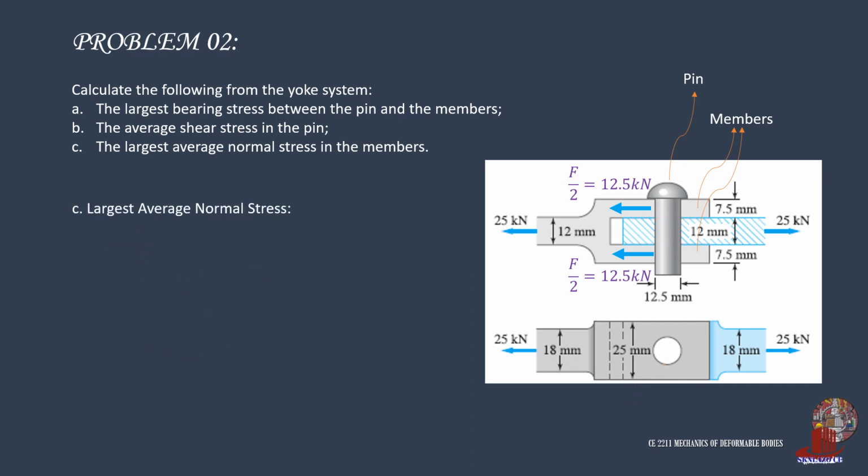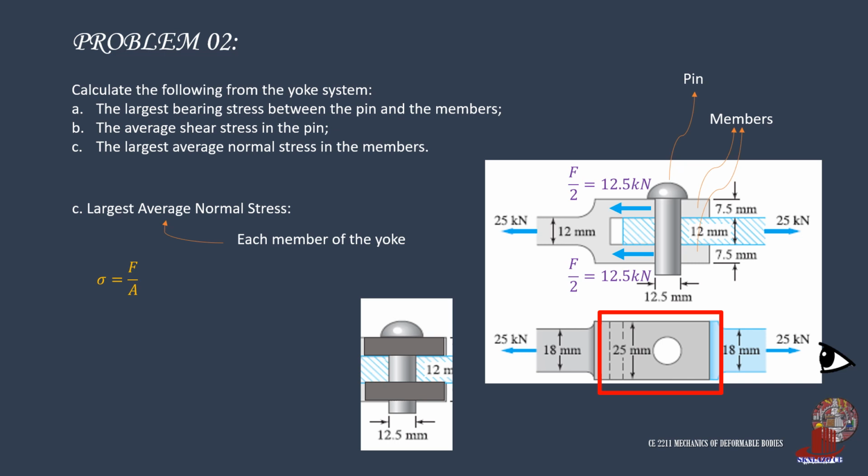The third requirement is the largest average normal stress. By the term average, we meant each member of the yoke. Thus, the force is again divided by 2. Normal stress equation is still force all over area, but the area is focused on the member. Take the cross section to clearly see the area. The largest member area is the width of the member less the diameter of the pin.